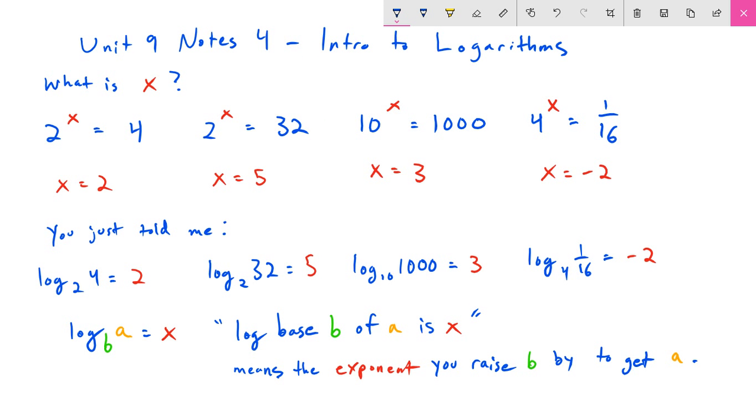All right, look over here on this first example. 2 raised to what gives you 4? The answer was 2. And that's what it says right here, the log base 2. So what would you raise this 2 right here to get 4? The answer was 2. What do you raise this 2 over here to get 32? 5. What are you going to raise 10 by to get 1,000? 3. That's what the logarithm is, okay?